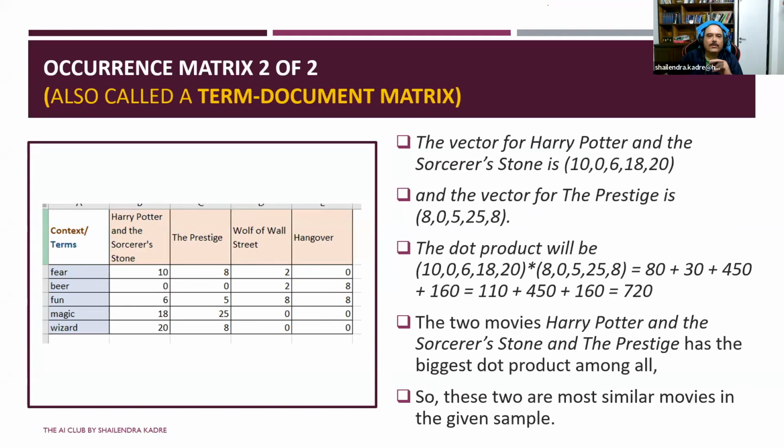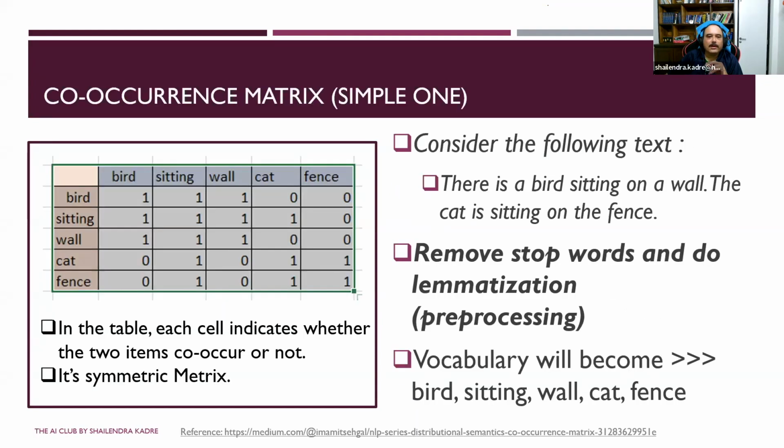Okay, so now we go to the next concept. Consider the following text. Look at the second bullet here. The first sentence is there is a bird sitting on a wall, and the second is the cat is sitting on fence. So there are 2 sentences: the bird is sitting on a wall, and the cat is sitting on fence.